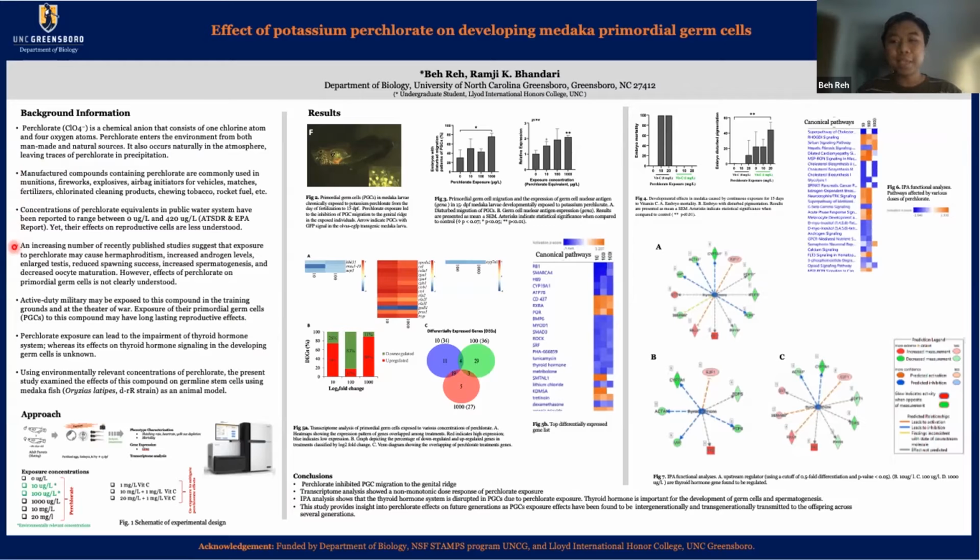An increased number of recently published studies suggest that exposure to perchlorate may cause hypothyroidism, increased androgen level, reduced sperm count, increased spermatogenesis, and decreased oocyte production. However, the effect of perchlorate on primordial germ cells is not clearly understood.